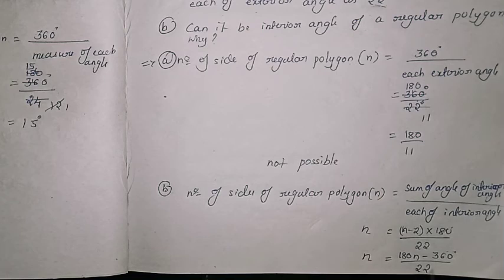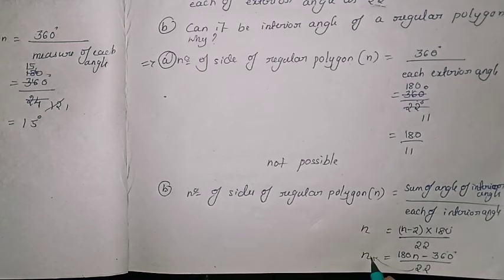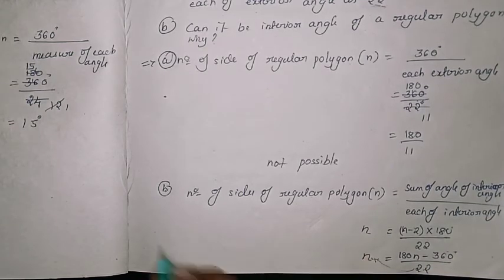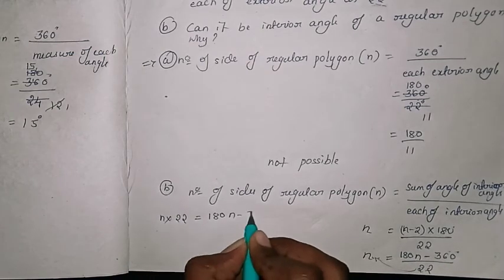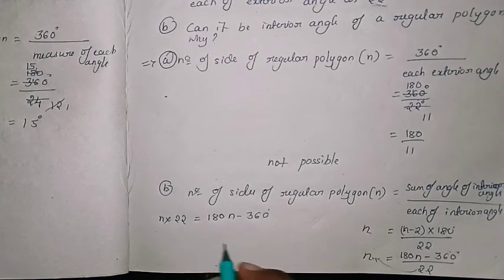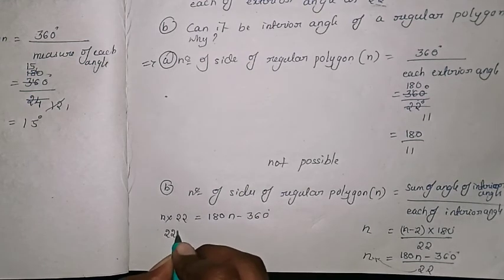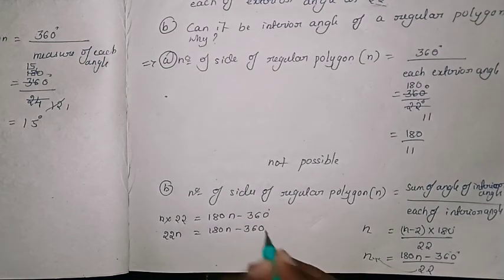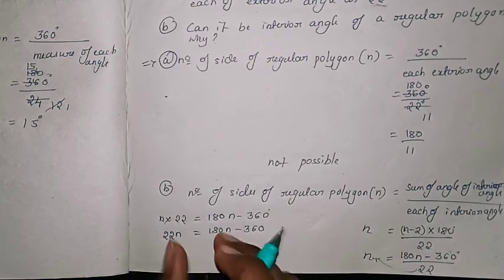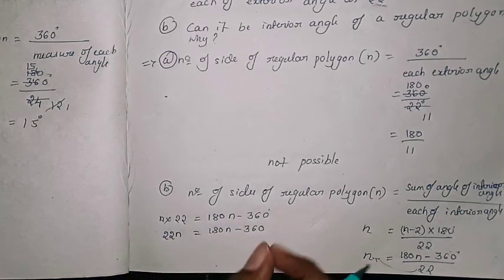As 22 is in the denominator, we will take that to this side. If it is from the denominator and it comes to the left-hand side, it becomes multiplication. So n into 22 is equal to 180n minus 360. So 22 into n, 22n, is equal to 180n minus 360. What I will do: 360 is negative and these are the n terms. You have studied, take the n terms on one side and 360 on another.